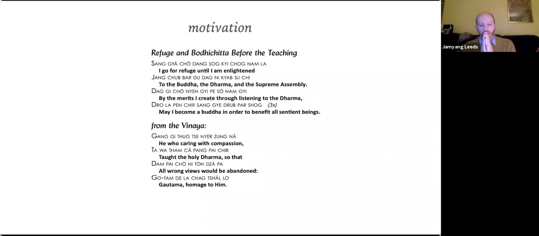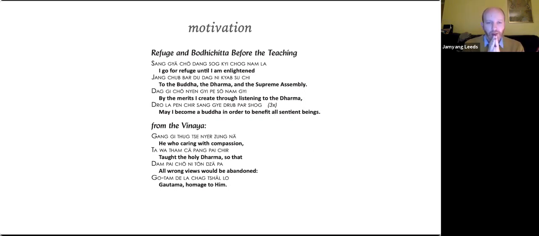Sangye Chirang Soki Chornam La, Jangchub Padu Dagni Kapsuchi, Dagi Chenyangi Pasanam Gi, Jala Penjia Sangye Japara Shor.